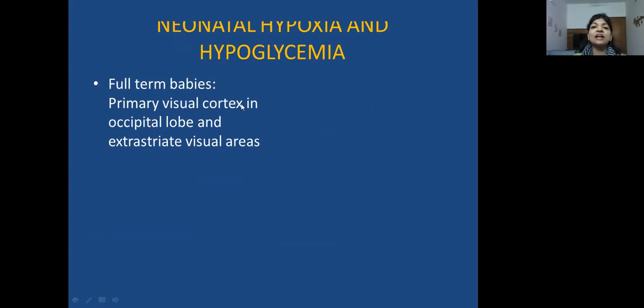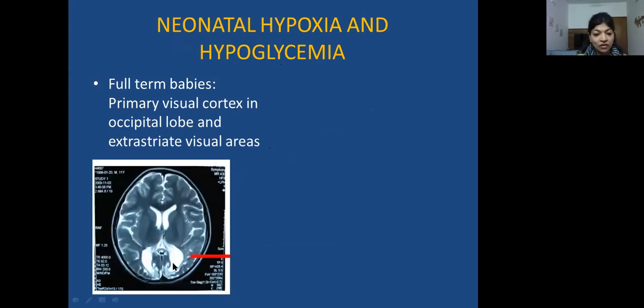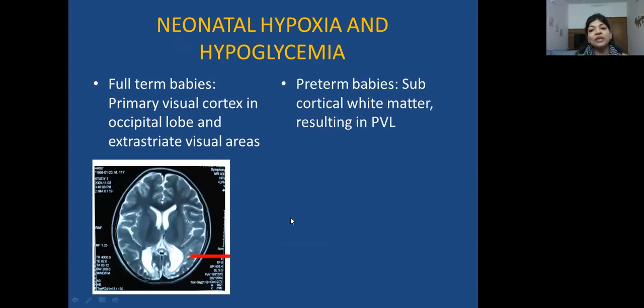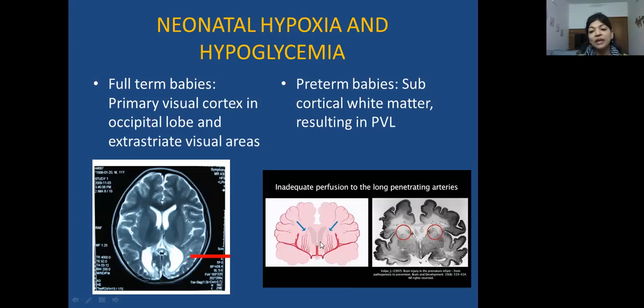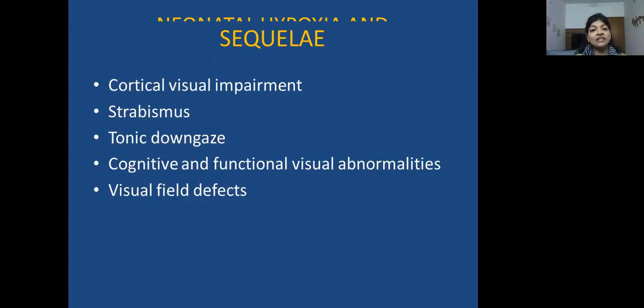Then neonatal hypoxia and hypoglycemia are also two important conditions which can affect vision. Now, typically what happens is if you have hypoxia and hypoglycemia in a full-term baby, it's mainly the visual cortex in the occipital lobe that's going to get affected. Whereas if it's a premature baby, it's the white matter around the ventricles that gets affected, and they develop a condition called periventricular leukomalacia. So how do these conditions affect vision?